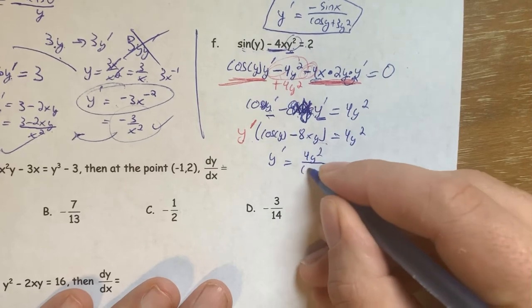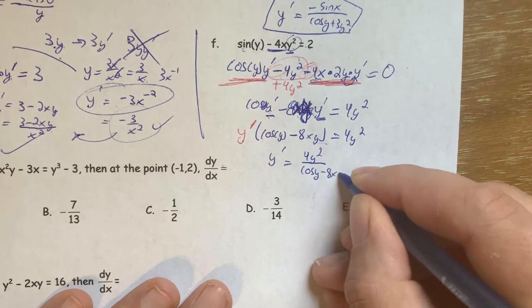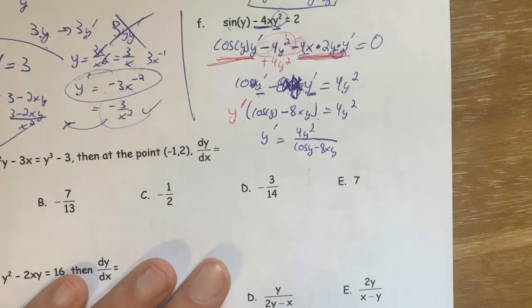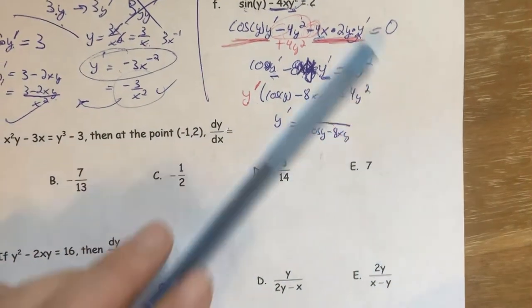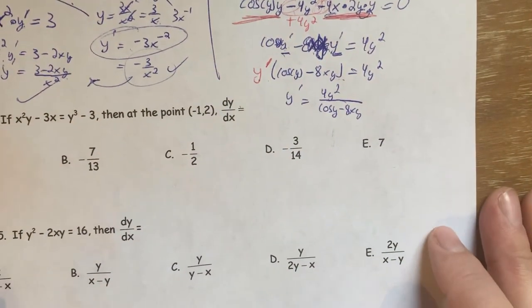4y squared over cosine of y minus 8xy. So there we go, there is y prime. Hopefully you feel okay about this. Let's look at how some of the multiple choice works on this.